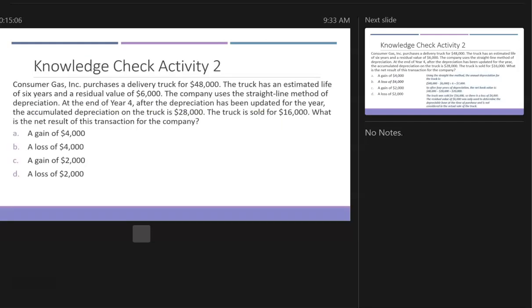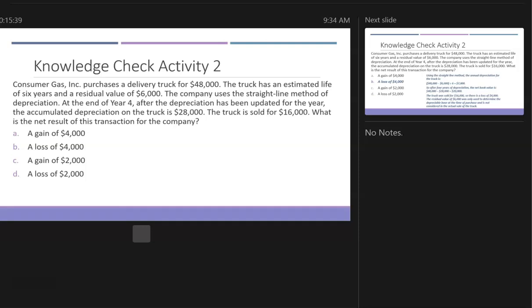What about this one, guys? Consumer Gas purchases a delivery truck for $48,000. The truck has an estimated life of 6 years and a residual value of $6,000. The company uses the straight line method of depreciation. At the end of year 4, after the depreciation's been updated for the year, the accumulated depreciation on the truck is $28,000. The truck is sold for $16,000. What is the net result of this transaction for the company?